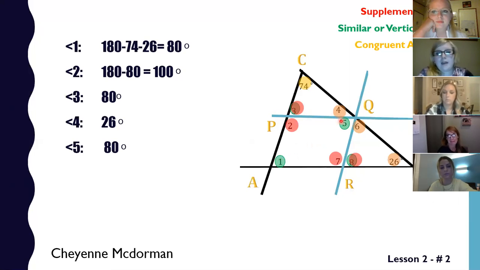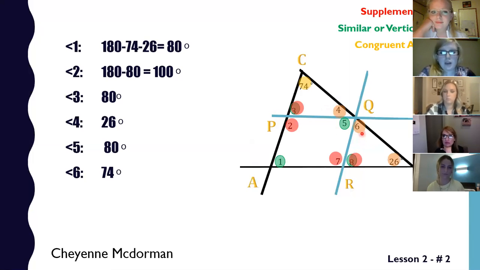And then we have angle 6, which is a congruent angle. If we see, as we did for angle 4, that it falls onto a triangle, the 74 falls in the same place as angle 6. So that angle would be 74 degrees.